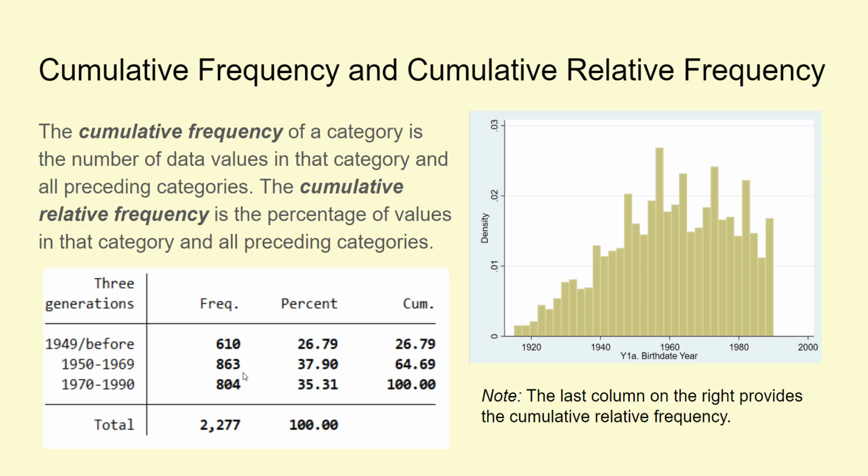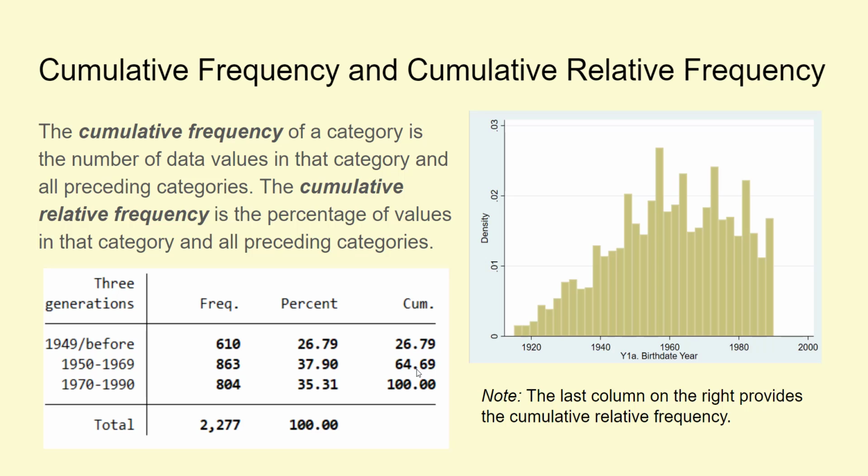For the second row, the birth dates between 1950 and 1969, we had 863 respondents. This number, 863, divided by the total of 2,277 gives us 37.9%. The cumulative relative frequency takes both of those percentages, so 26.79, adds it to 37.90, and that is what we have here for the cumulative frequency.